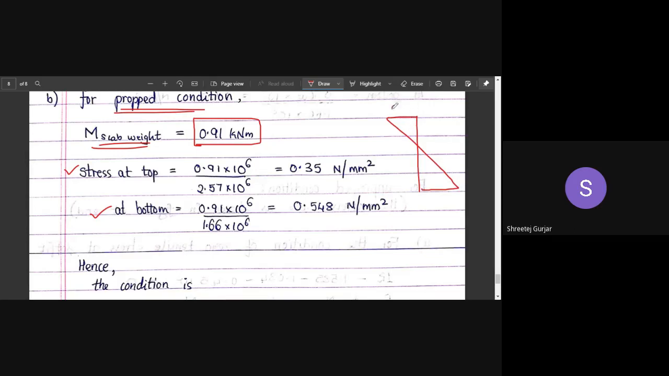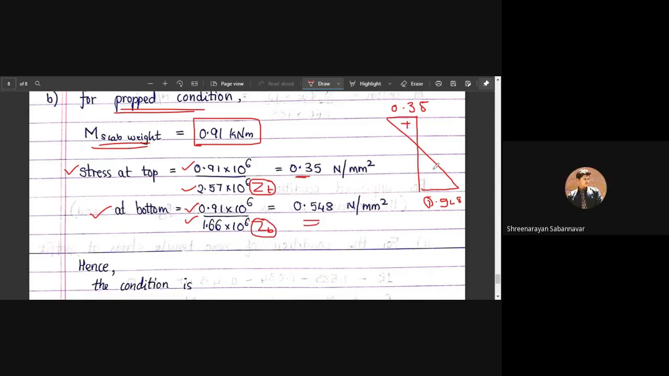For the propped condition, it is 0.35, and here it is 0.548. It is nothing but M by Z. Here it is Zt, and here it is Zb. That is the entire section modulus we have considered, the composite section. We have substituted, and we have got the values.